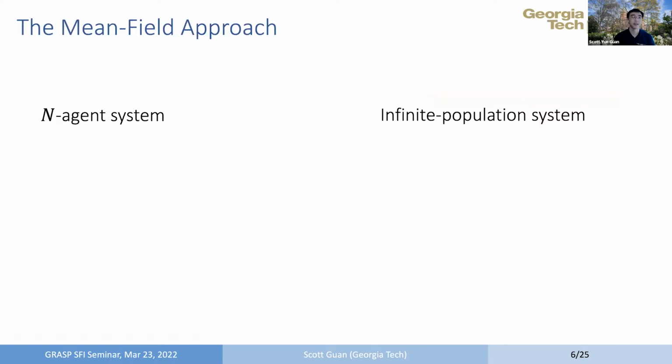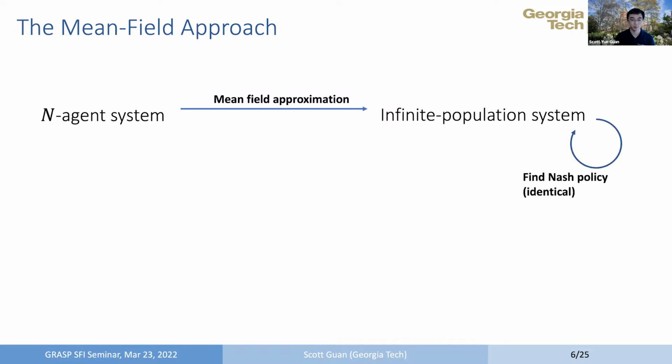So before we really dive into the details, I want to present a roadmap for this mean field approach. We want to obtain some kind of optimal policy for the finite n agent homogeneous system. We will first use an infinite population to approximate this n agent system. This is also known as the mean field approximation. And then we will find a Nash equilibrium for the infinite population system.